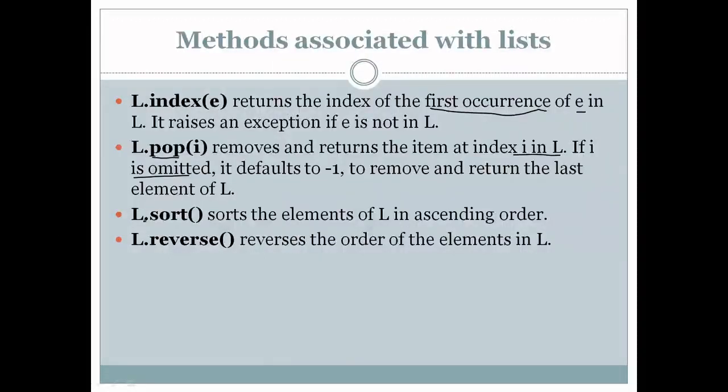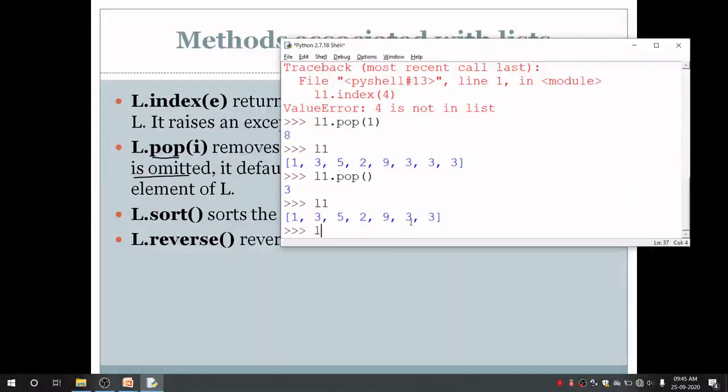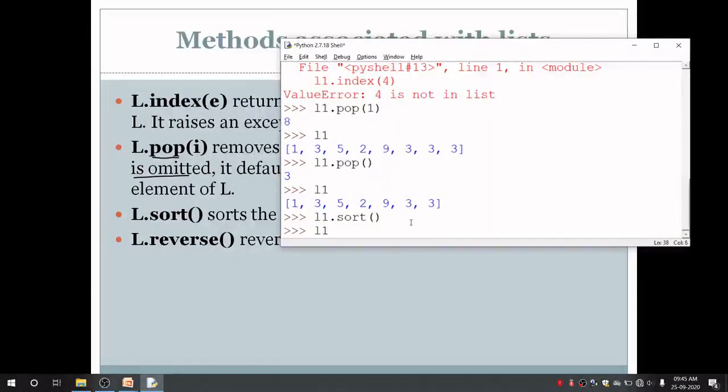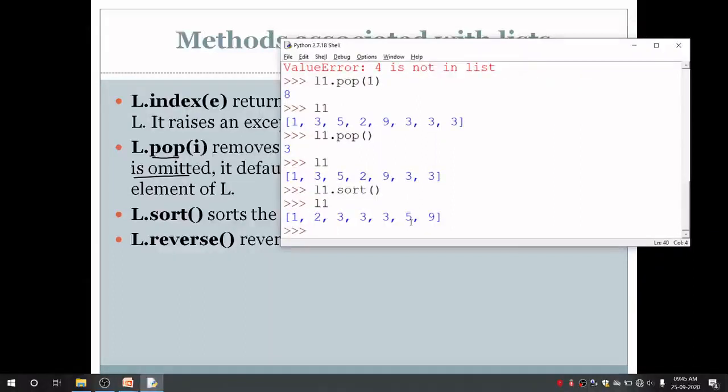We have a method sort. Again, as the name tells you, it sorts the elements of list L in ascending order. So let us sort the elements: L1 dot sort. Okay, let me check it. Now you can see elements are sorted. Earlier it was 1 3 5 2, now it is 1 2 3 5 9. So the sort method can be used to sort elements.